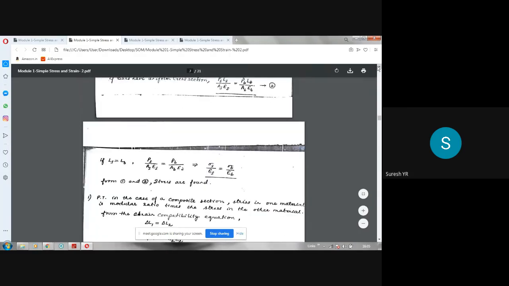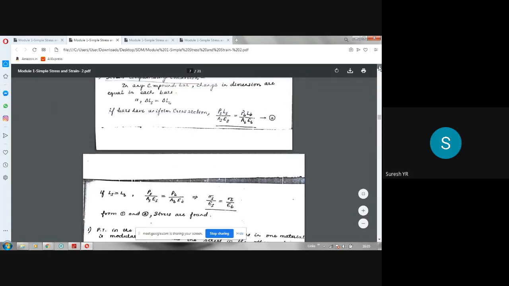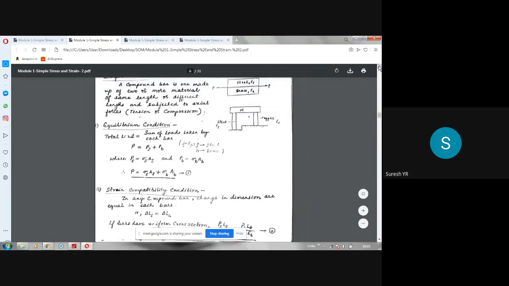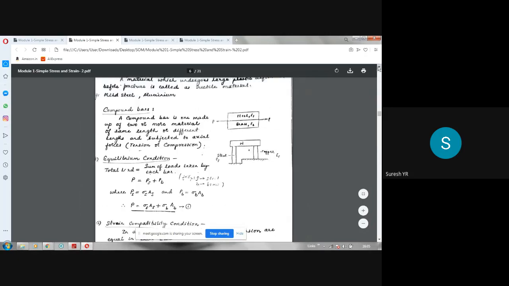Compound bars is another important thing. Up to this we have covered only simple bars, where only one material was there. Compound bar means whenever two or more materials, of the same length or different length, are subjected to tension or compression, that is axial force. Why is it called axial force? Because they are acting along the axis of the member. So tensile and compressive forces are also called axial forces.